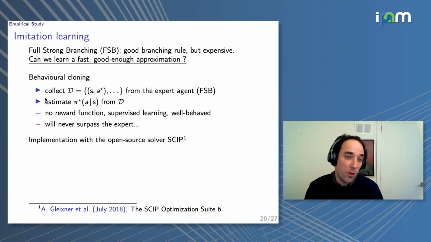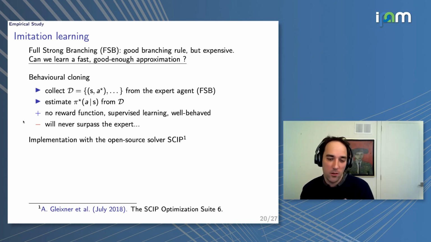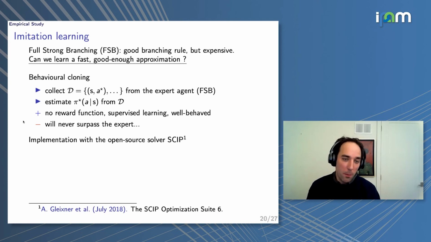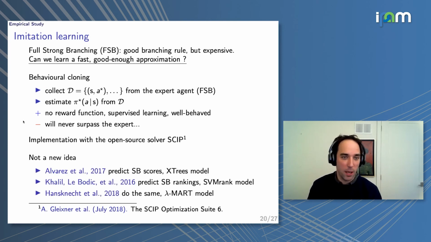The big advantage of doing this is, as I said earlier, there's no reward function. It's supervised, and really we're framing this as a supervised learning problem, although of course these examples are not IID. The main disadvantage is that whereas RL policies could theoretically learn something optimal, here we're going to be bounded, right? The quality of our decisions cannot be better than full strong branching. We are going to implement this in the open source solver SCIP. Okay, I should also say that using machine learning for imitation learning is not new.